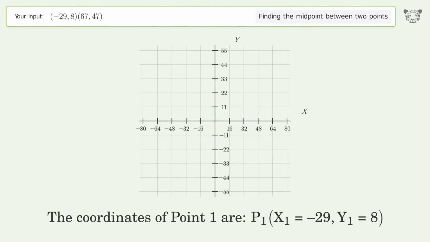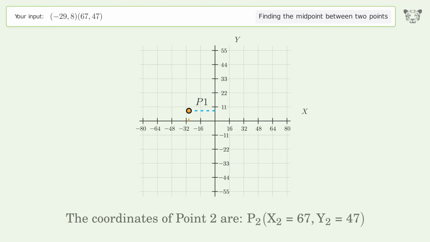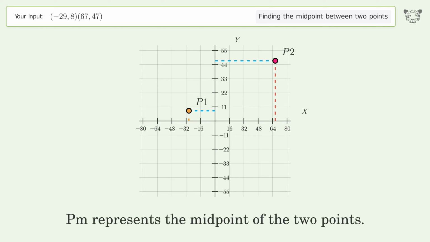The coordinates of point 1 are, x1 equals -29, y1 equals 8. The coordinates of point 2 are, x2 equals 67, y2 equals 47. PM represents the midpoint of the 2 points.